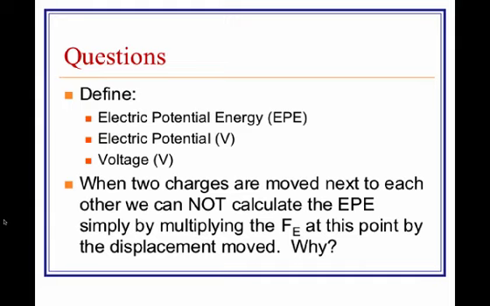Second, when two charges are moved next to each other, we cannot simply calculate the electric potential energy by multiplying the force at this new point by the displacement moved of the two charges. I want you to tell me why this is. Think about it: you have one point charge, and you bring in some other charge from infinity, and you bring it in closer. What's changing as you bring it in? Think about those ideas, and answer in a couple of quick sentences.